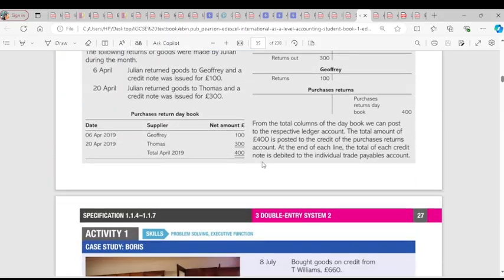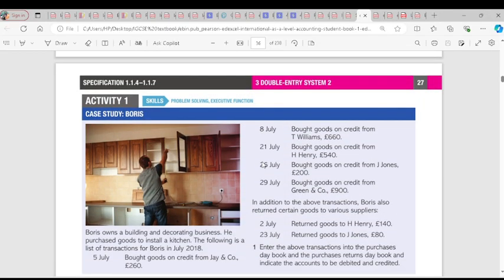So we have activity 1. Oh my god, it's a worked example. No, forget about the worked example. I go to the activity. I did it already.